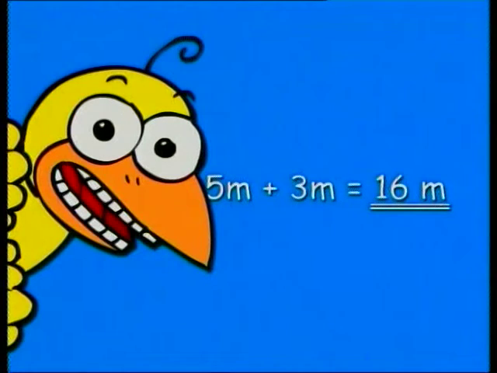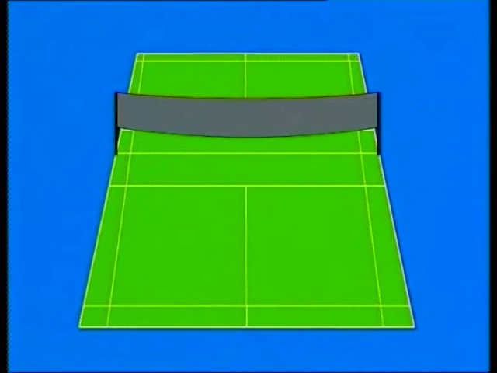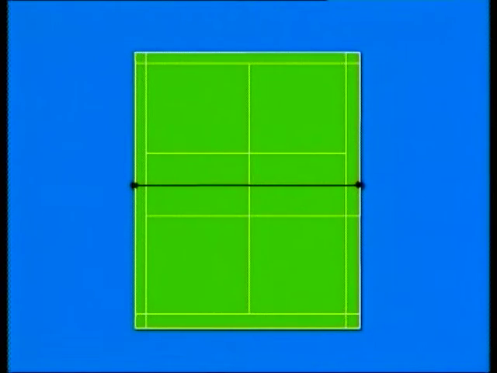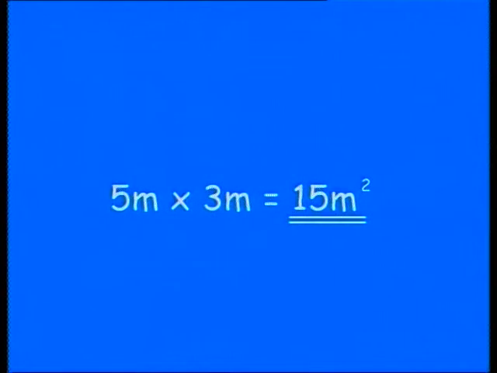How about the area of this yard? This yard is rectangular in shape. So the formula is length multiplied by width. 5 meters multiplied by 3 meters is equal to 15 square meters.